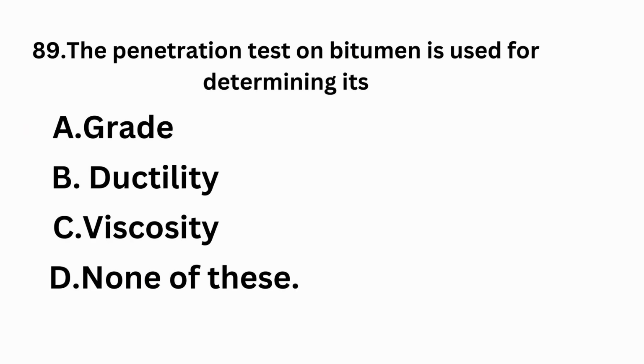89. The penetration test on bitumen is used for determining its A. grade, B. ductility, C. viscosity, and D. none of these. The right answer is A. grade. Grade of bitumen is decided on the basis of penetration test. If the grade of bitumen is A30, then it means this bitumen is manufactured from Assam Petroleum and penetration value is 3 mm.